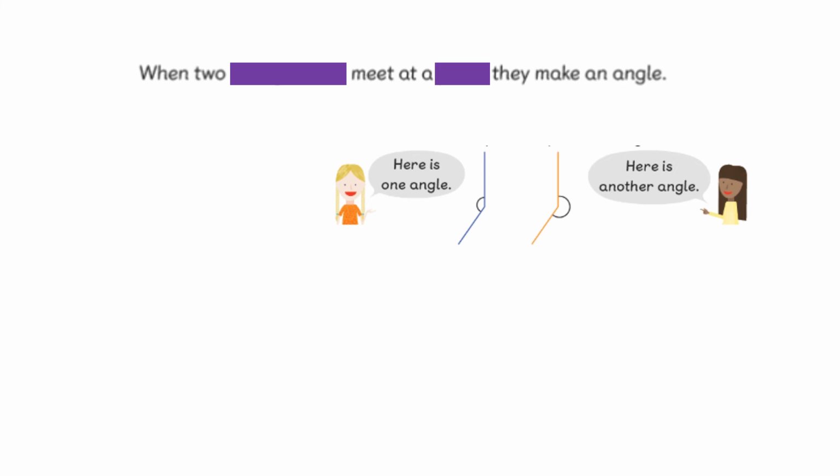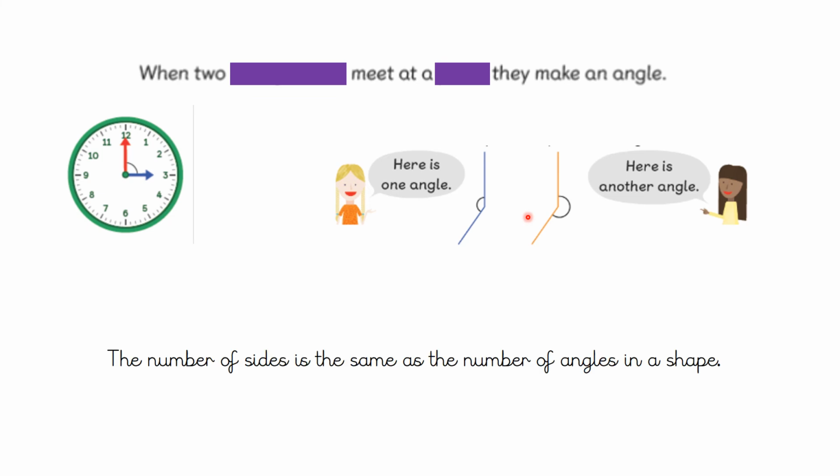Great job, Year 3. Let's recap some of the things we have learned so far. Can you say the definition of an angle with me? When two straight lines meet at a point, they make an angle. Sometimes we can have more than one angle. We also learnt today that the number of sides to a shape is the same as the number of angles in a shape. You're going to use all this information today to answer your workbook questions.